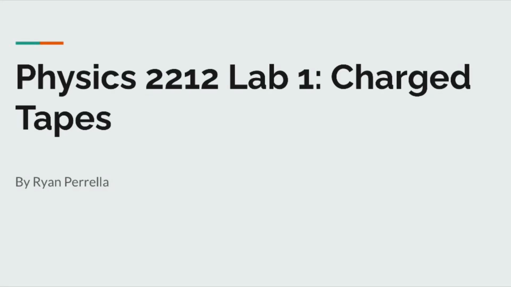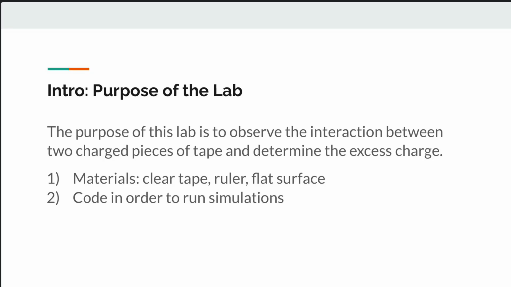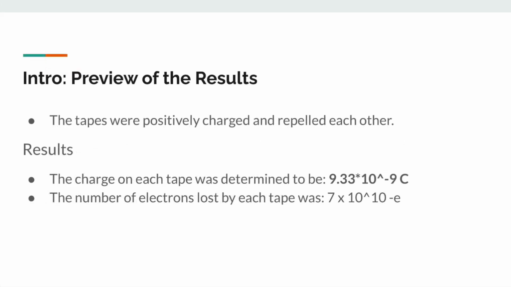Hi, this is the lab video for Physics 2212, Lab 1, Charge Tapes, by me, Ryan Perella. The purpose of this lab is to observe the interaction between two charged pieces of tape and determine the excess charge left over. The materials used are clear tape, a ruler, a flat surface, and code in order to run the simulation. By the end of this lab, we will know that the tapes were positively charged and repel each other, and the charge on each tape was determined to be 9.33 times 10 to the negative 9th coulombs.